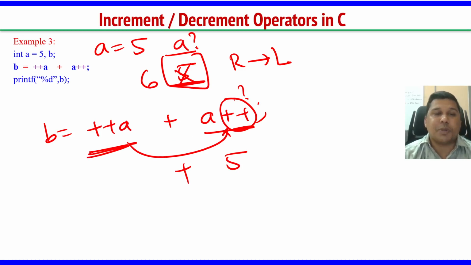Now come back to this expression. This is again plus plus a, means pre-increment. What is the rule of pre-increment? First increment it, then you use it. So because of this, this becomes 7 and I will be using 7 here. So the result is 12.